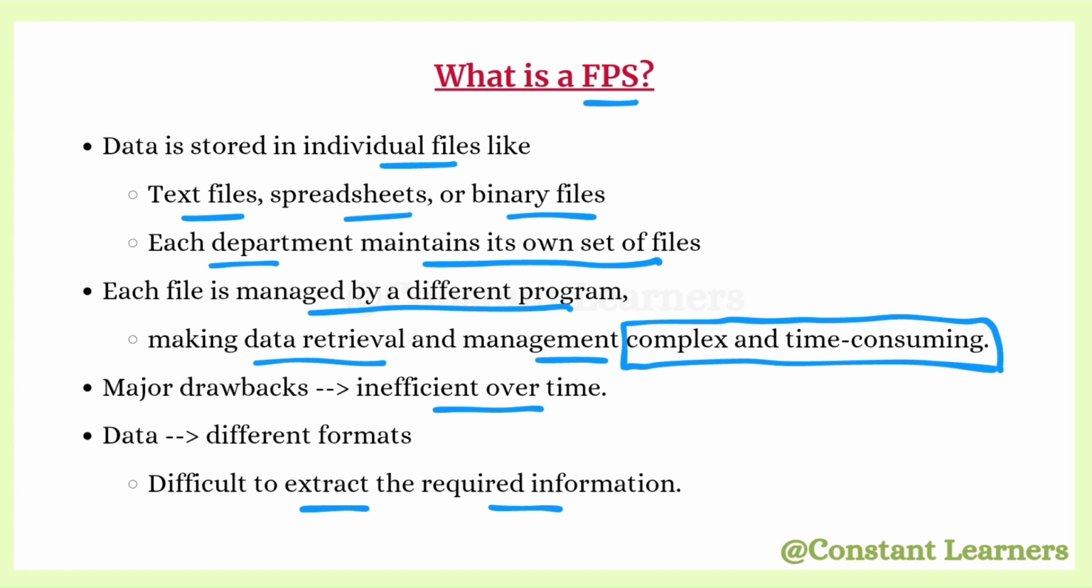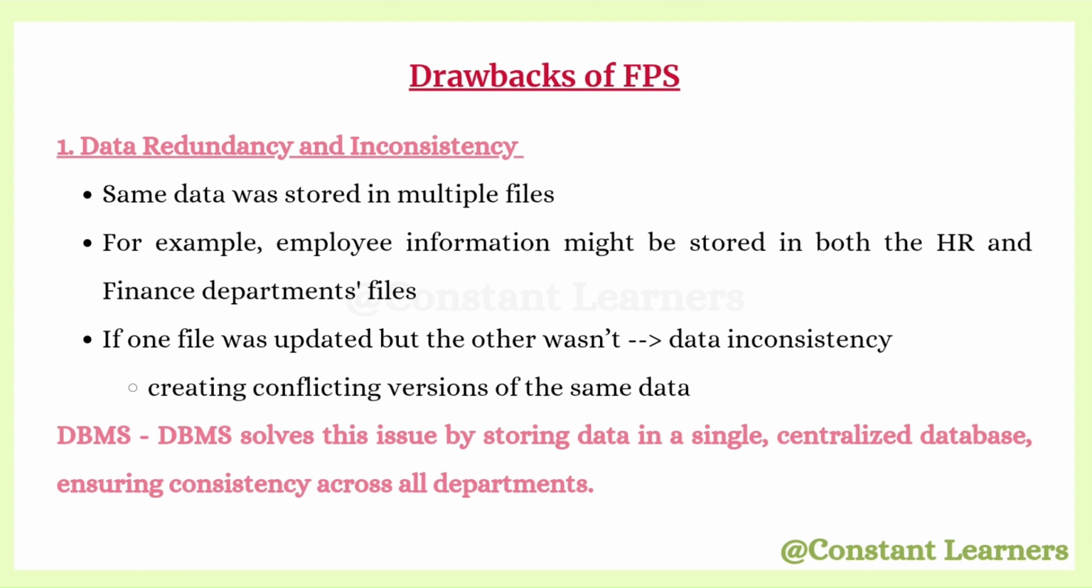Now let's go through these drawbacks one by one. First one is data redundancy and inconsistency. One of the biggest issues with the file processing system was data redundancy, meaning the same data was stored in multiple files. See, this is important. Same data is being stored in multiple files. For example, employee information might be stored in both the HR and the finance department's files, right? So there's repetition of data.